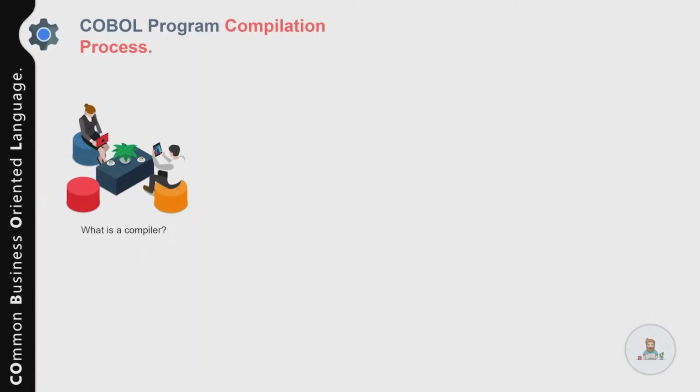So first and foremost question is, what is a compiler? In layman's terms, a compiler is a program that converts the high-level program into low-level machine language that can be executed by a computer. The important point is that computers can only understand or process low-level machine language.